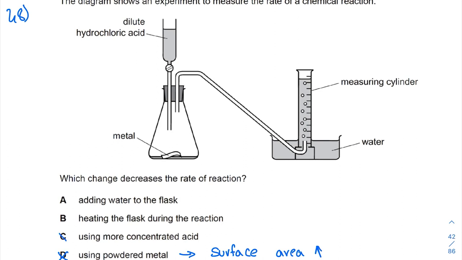Using a concentrated acid is also wrong because more molecules are added, so obviously there are more collisions and the rate of reaction will increase. Heating the flask is also wrong because more temperature means more energy and more collisions, so the rate of reaction also increases. Only adding water to the flask will decrease the rate of reaction, because it will dilute the reactants, and obviously there will be fewer collisions and a lower rate of reaction. So option A is going to be the answer.